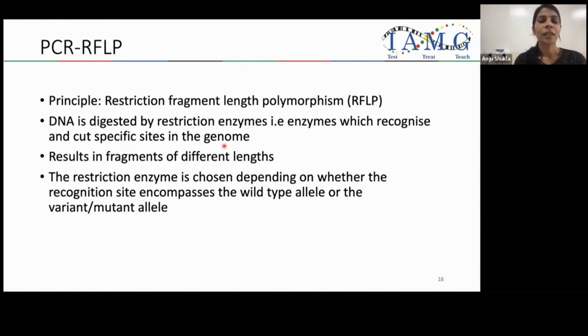Another modification of PCR is PCR RFLP. Here the principle is that of restriction fragment length polymorphism. With the help of several restriction enzymes which recognize particular sites in the genome and cut through it, different fragments of different lengths will be produced. How we determine which restriction enzyme to choose depends on the type of mutation. We need to be sure that whatever enzyme we are using, it has to encompass the wild type and the mutant allele. Then only we will be able to appreciate the difference.